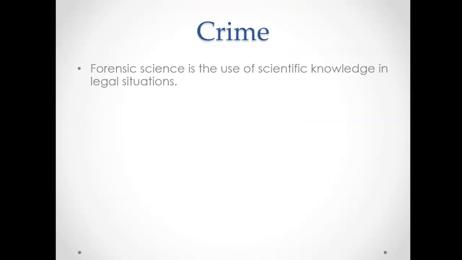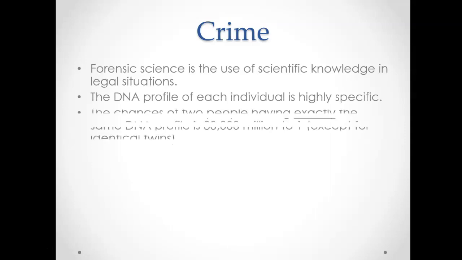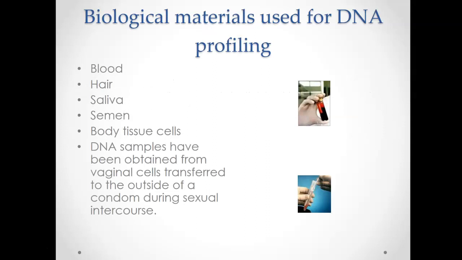So probably the biggest field for DNA profiling is forensics. And in forensics, we're using scientific knowledge in legal situations. So what we do is we create these DNA profiles to be able to place a person at the scene of something that happened. The chance of two people having exactly the same DNA profile is 30,000 million to 1, except for identical twins. So what that means is there's basically no chance that you share a profile with someone coincidentally.